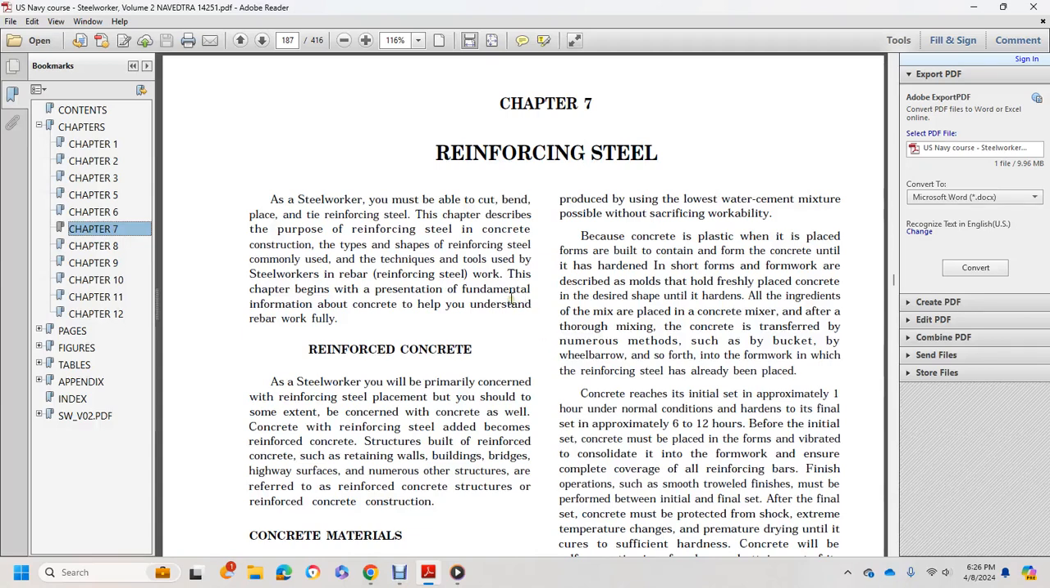Alright, Chapter 7, Reinforcing Steel. As a steel worker, you must be able to cut, bend, and place reinforcing steel. You will learn the purpose of reinforcing steel with concrete, the types and shapes of reinforcing steel, common techniques, and tools used by the steel worker, and rebar.